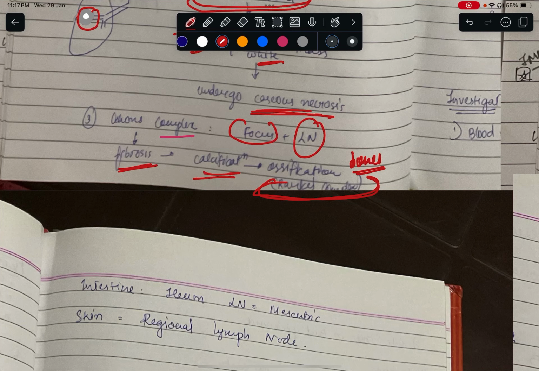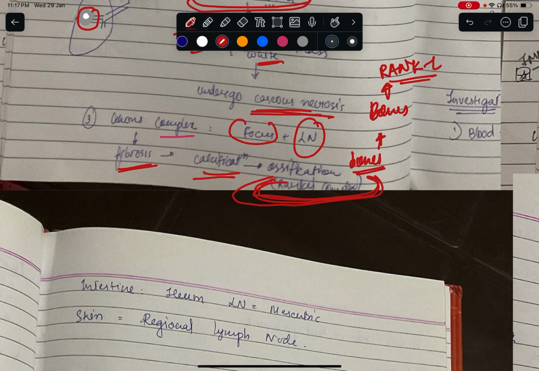Now, I remember it this way, like a joke: bones, you must be knowing, have RANK ligand, right? We have all read about this in parathyroid and many other things. So, yes, bones, RANK ligand. So once Ghon's complex is ossified, it's called a Ranke's complex.